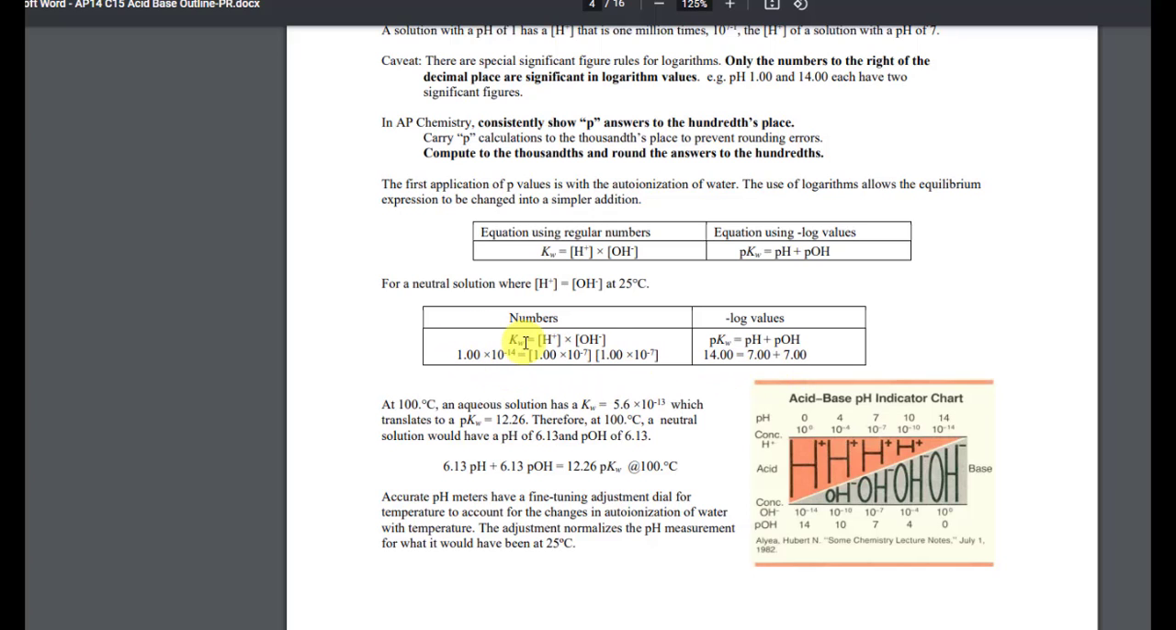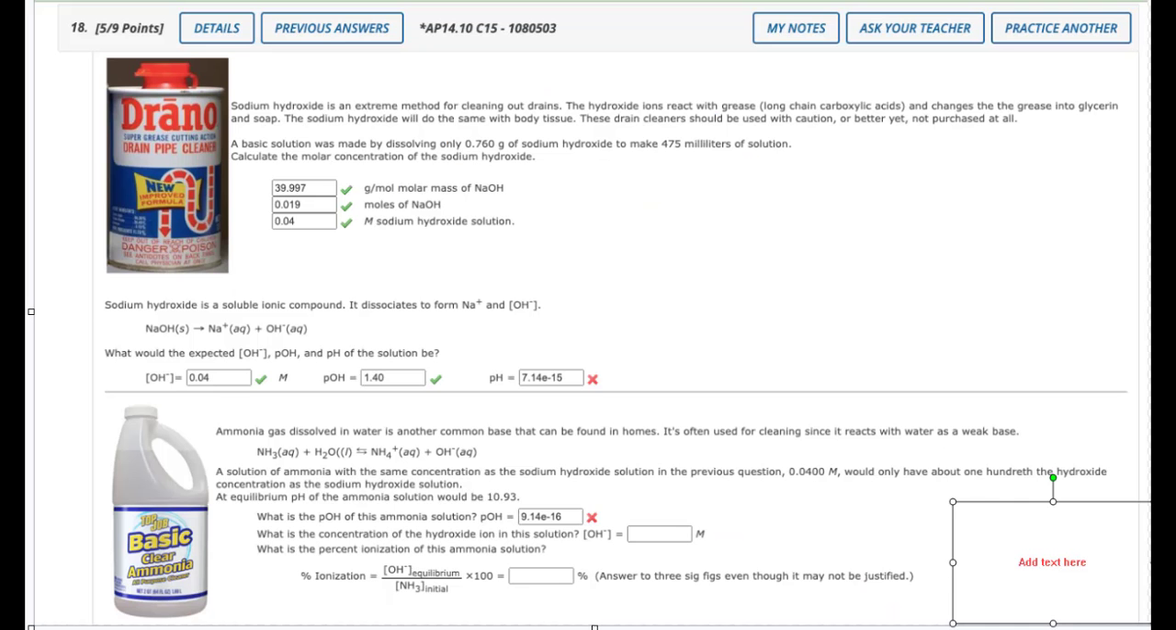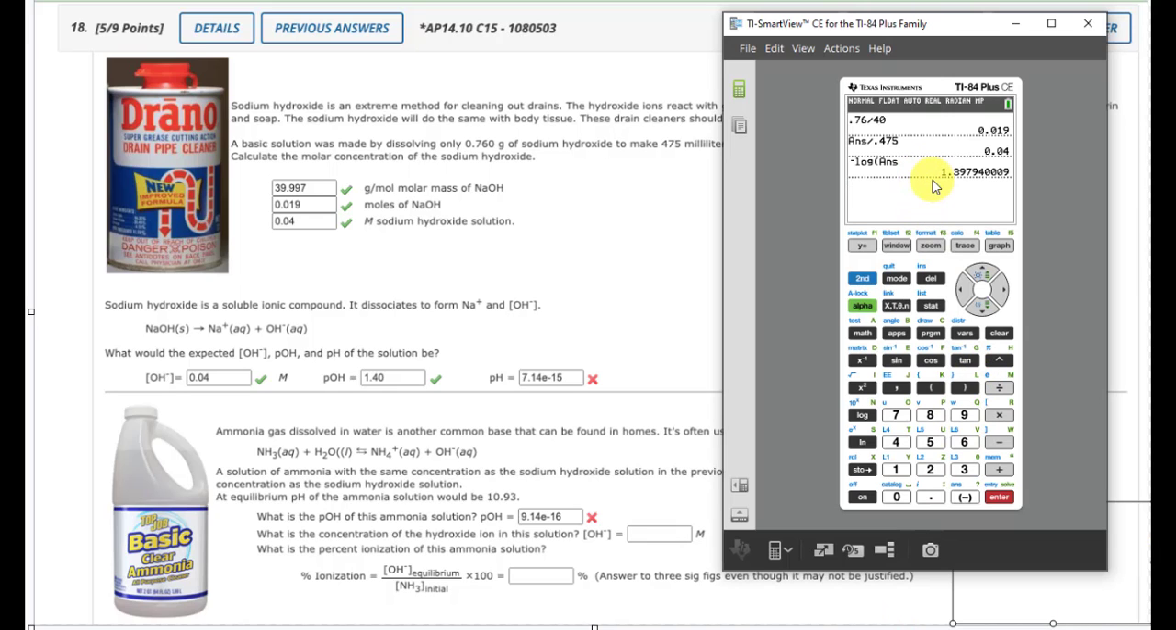And don't forget the Kw here, where if you have the molar concentrations, this is going to be a critical piece of information that, again, you'll end up using. And this is good for 25 degrees Celsius. If the temperature changes, then the Kw changes, and then you've got some complications which are shown in this further reading on this outline. So let's go back to that problem and pull up my calculator.